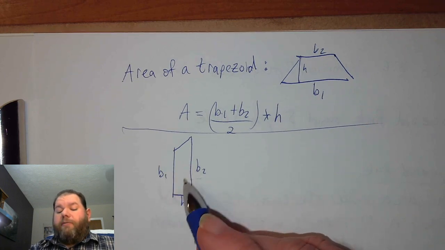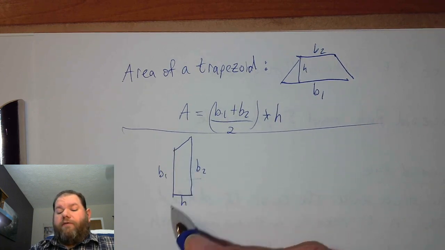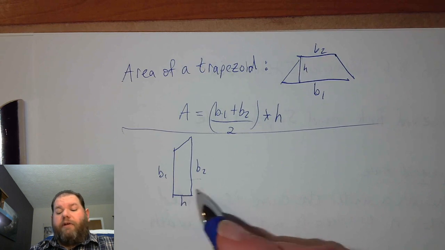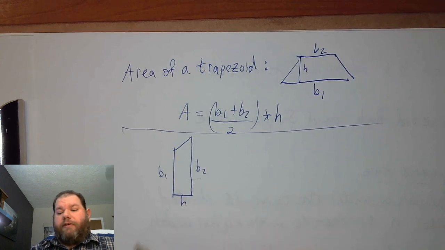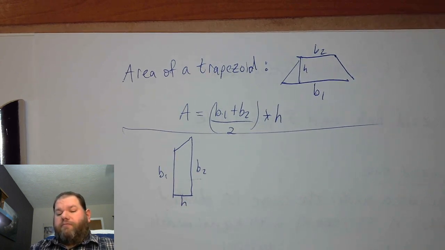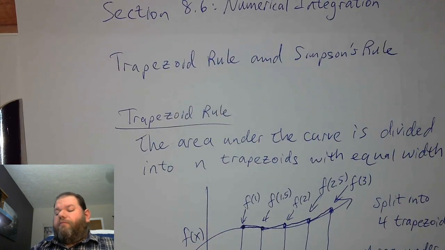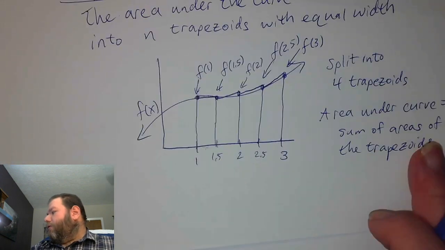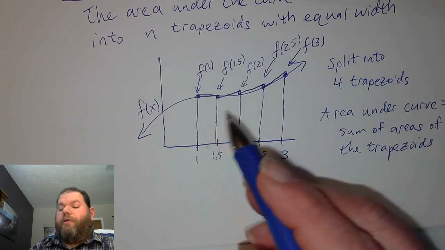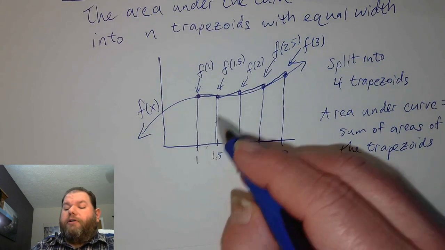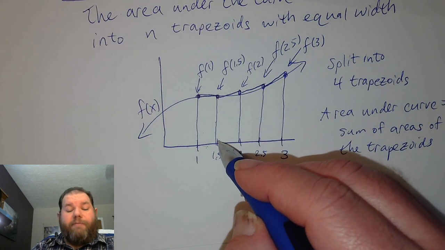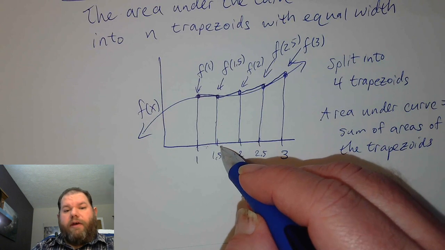But this is our concept now. Our bases are each of these vertical sides on our graph, and our height is actually the width in this case. So you have f of 1, f of 1.5 with a width of 0.5, so the area of this trapezoid would be f of 1 plus f of 1.5 divided by 2 times 0.5.